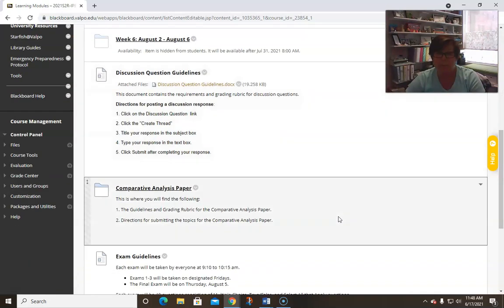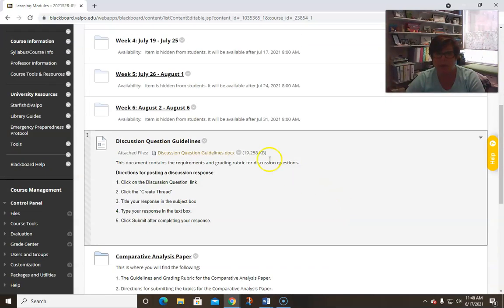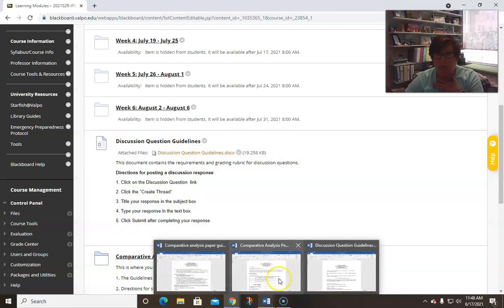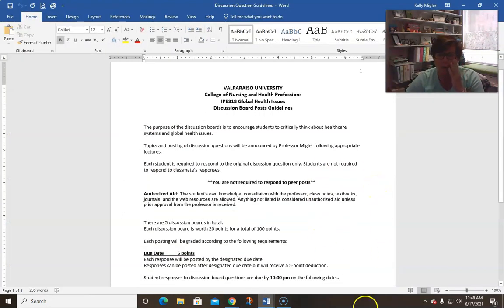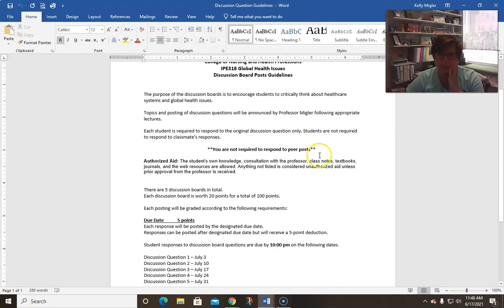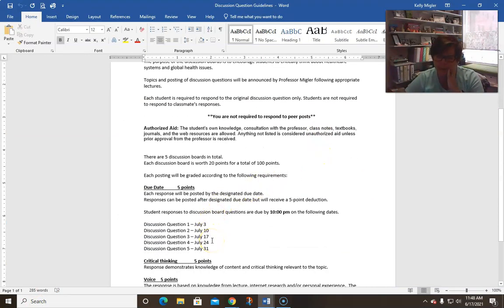Okay. Couple of assignments that are due. There are discussion questions for this course. They are a little different because of the number of students. You do not respond to each other's comments. You are just going to post one response to my initial question. And here are the guidelines for the discussion post. Discussion posts will always be due on Saturdays by 10 p.m. Each discussion question is worth 20 points, and then there's 5 of them for a total of 100 points.